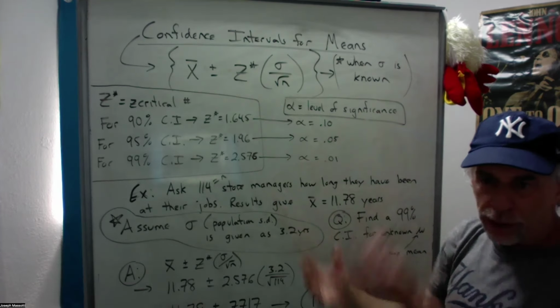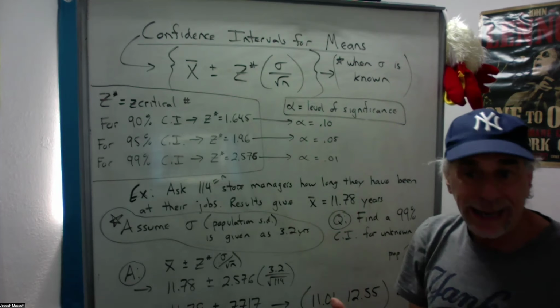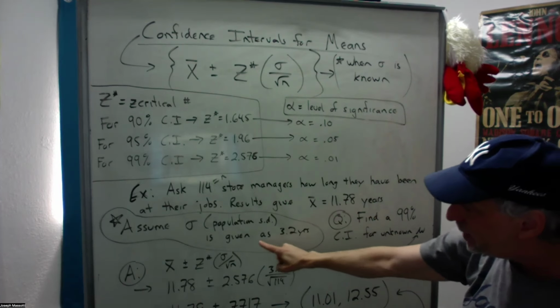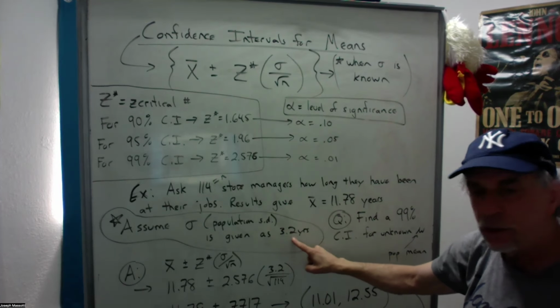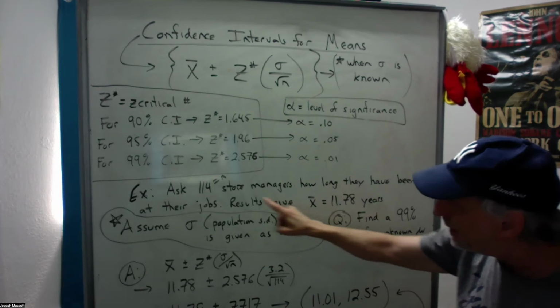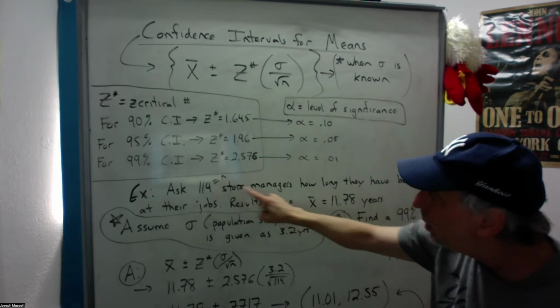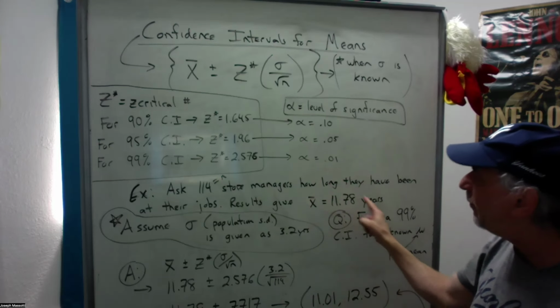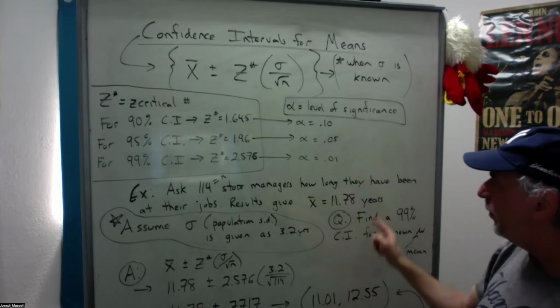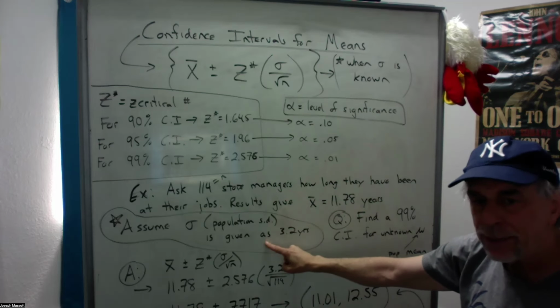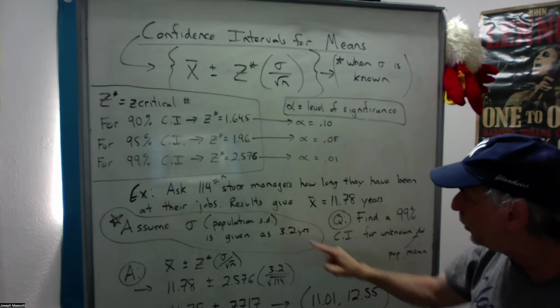At the back of the board, I'll switch this in a minute and show you the other case. But for now, we're going to say we know what the population standard deviation is, and it's given to us in this example as 3.2 years. So we take one sample of store managers. We ask them how long they have been at their jobs. We get an average result out of those 114 of 11.78. We assume that we know the population standard deviation is 3.2.